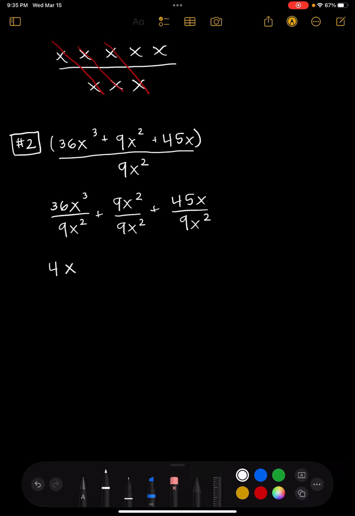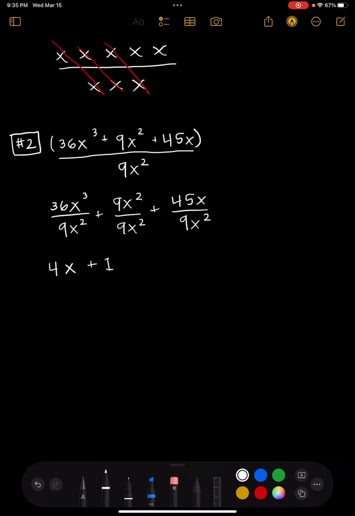Then we're going to move to the second fraction. On the second fraction, we're going to have 9x squared over 9x squared. Those literally say the same thing on top and on bottom, right? So when they say the exact same thing, they get canceled out. And so we are just left with a 1. So I can say plus 1.